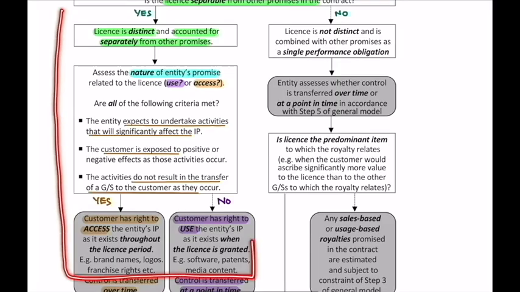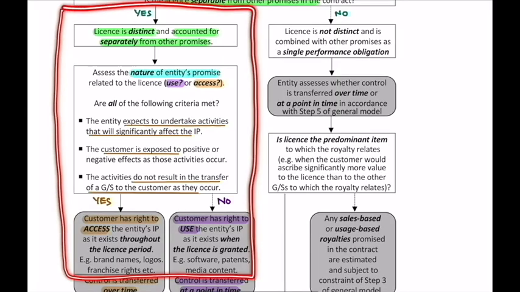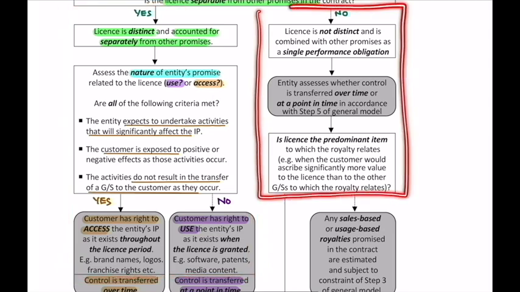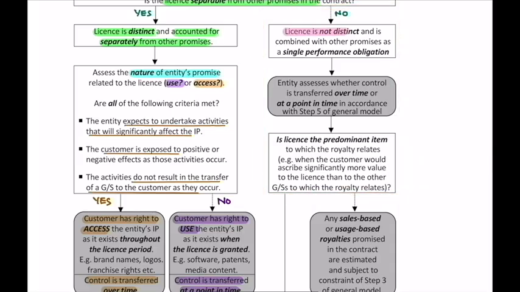Earlier we said the license is a distinct performance obligation under the contract. We account for the license of the intellectual property separately. What if the licensing arrangement is not a distinct performance obligation? It must be combined with other promises to form a single performance obligation under the contract. Thereafter, we have to consider this performance obligation. Do we recognize over time or at a point in time, by referring to step 5 of the revenue model?